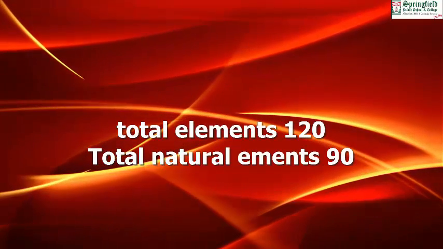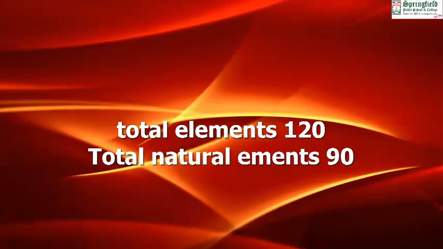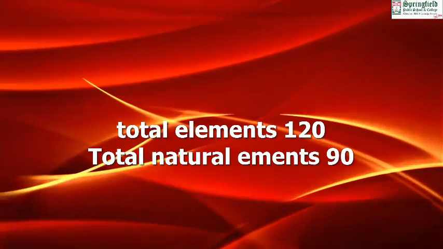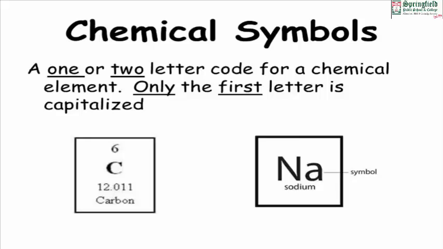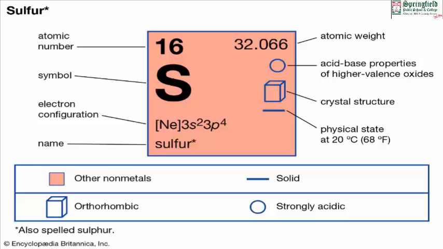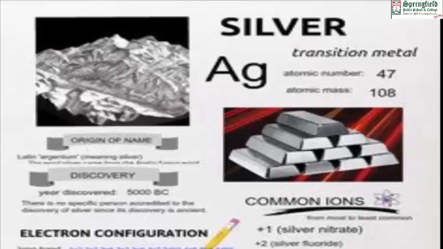There are total 120 elements, among which there are only 90 elements that are natural. Others are made by scientists, and to represent each element we give them a chemical symbol, the shorthand. For example, sulfur is denoted by S, mercury with Hg, silver with Ag, and so on.